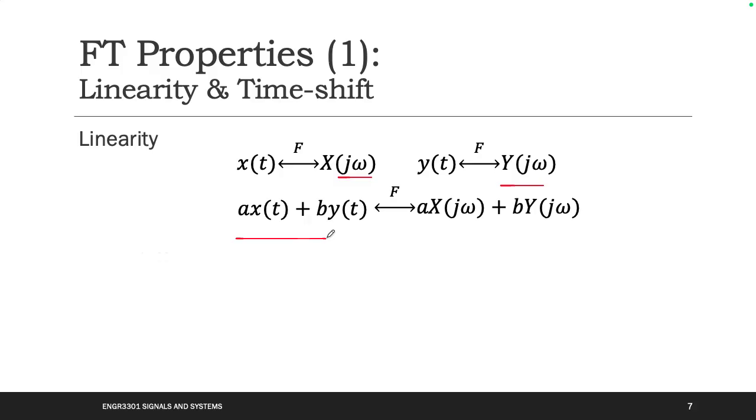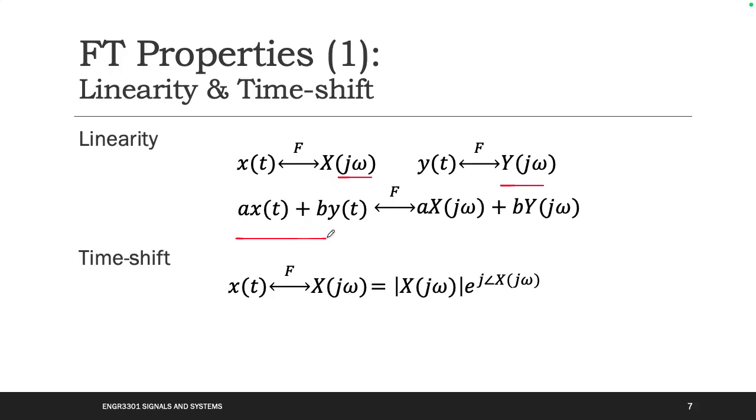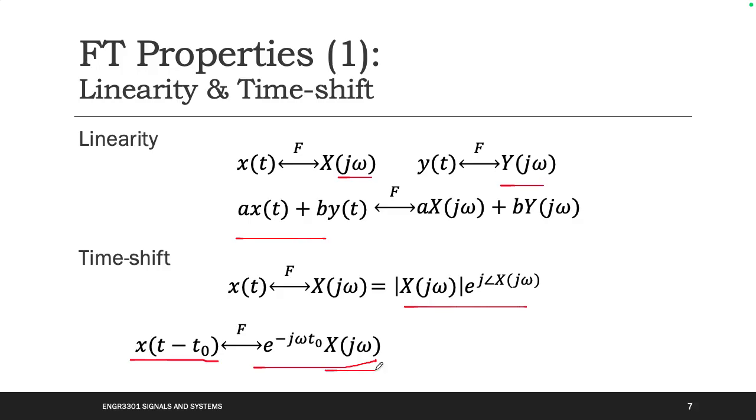And the time shift is also similar. If your signal is x(t) and your FT is X(j omega), it's also equal to this one. It's just the magnitude and phase representation. And then your new signal, x(t minus t naught), means this new signal's FT should be like this. If you put this one here, then you can get this one. Does that make sense to you? This is the time shift property.